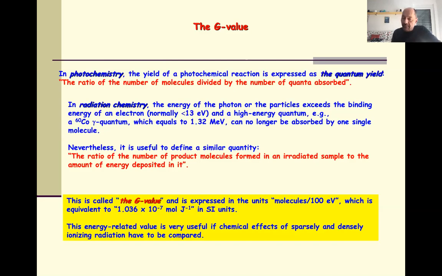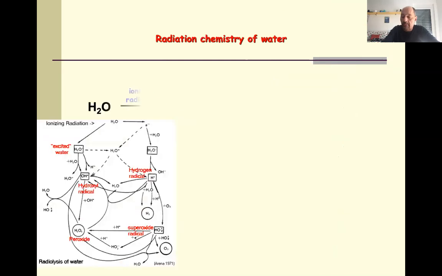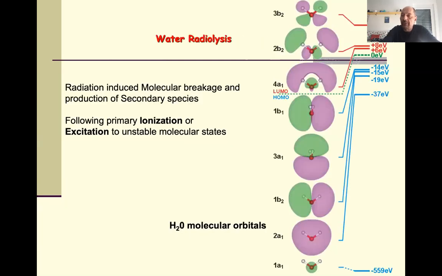Now, the energy-related value is very useful if chemical effects of sparsely and densely ionizing radiation have to be compared. Again, you know, they're not necessarily the same, but we have to start with the number of species created per unit energy. Now, this is the most important molecule that we will study in this course, and it is the water molecule. It's not an easy molecule, as you see.